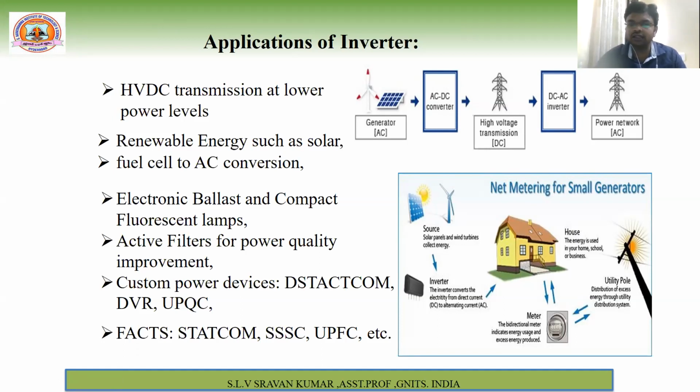Of course, some DC loads are there, like laptop and mobile chargers, etc. But AC loads are more. That is nothing but refrigerator, air conditioner system, fans, whatever it may be. So again, we have to use an inverter here.